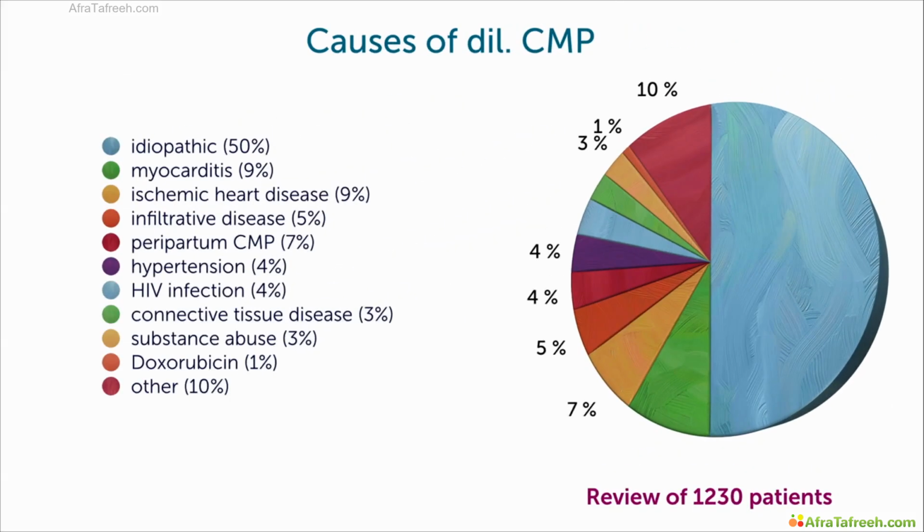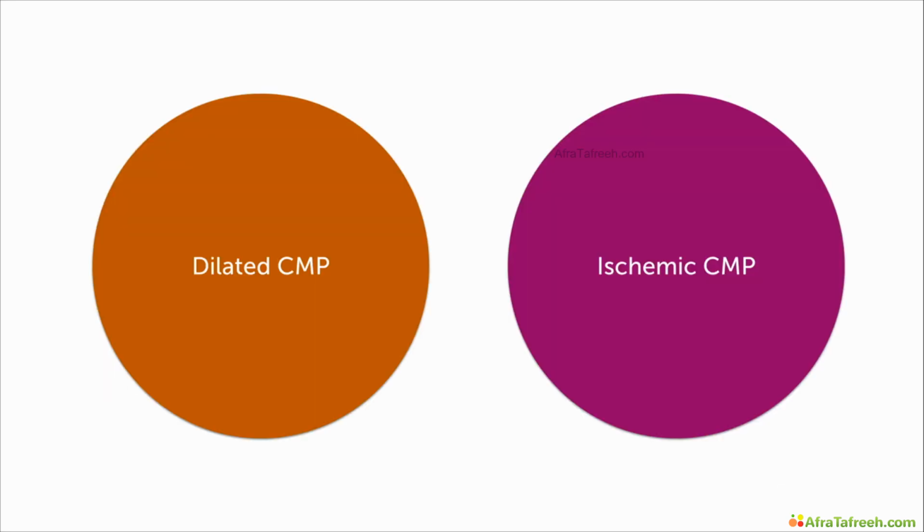For example, ischemic heart disease, infiltrative disease, peripartal cardiomyopathy, hypertensive heart disease, HIV infection, connective tissue diseases, substance abuse, and chemotherapy, for example, doxorubicin, but there's many other causes as well. Now, I already mentioned that ischemic cardiomyopathy is also a cause of dilated cardiomyopathy. By definition, it's a different disease entity.